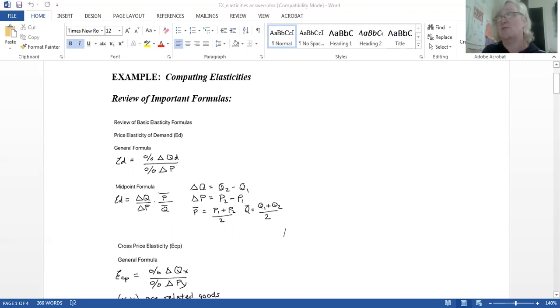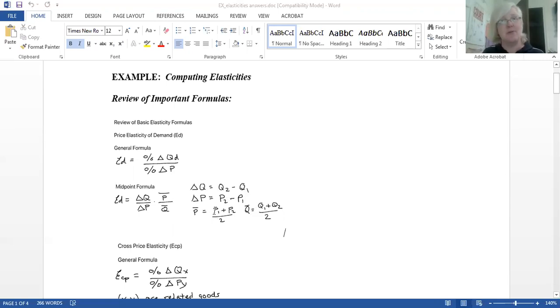You don't want to do Q2 matching up with P1, for example. So just be careful with how you label the first price and quantity and then the second price and quantity. And then average P, the bar over the top of that variable, denotes average. And so in this case, I always say halfway between them.